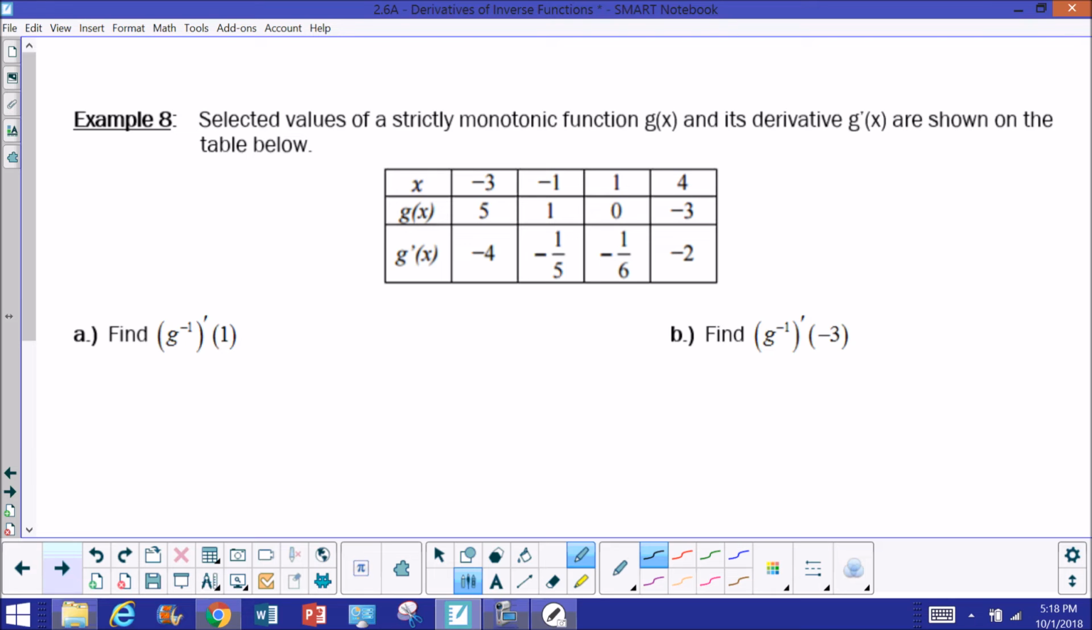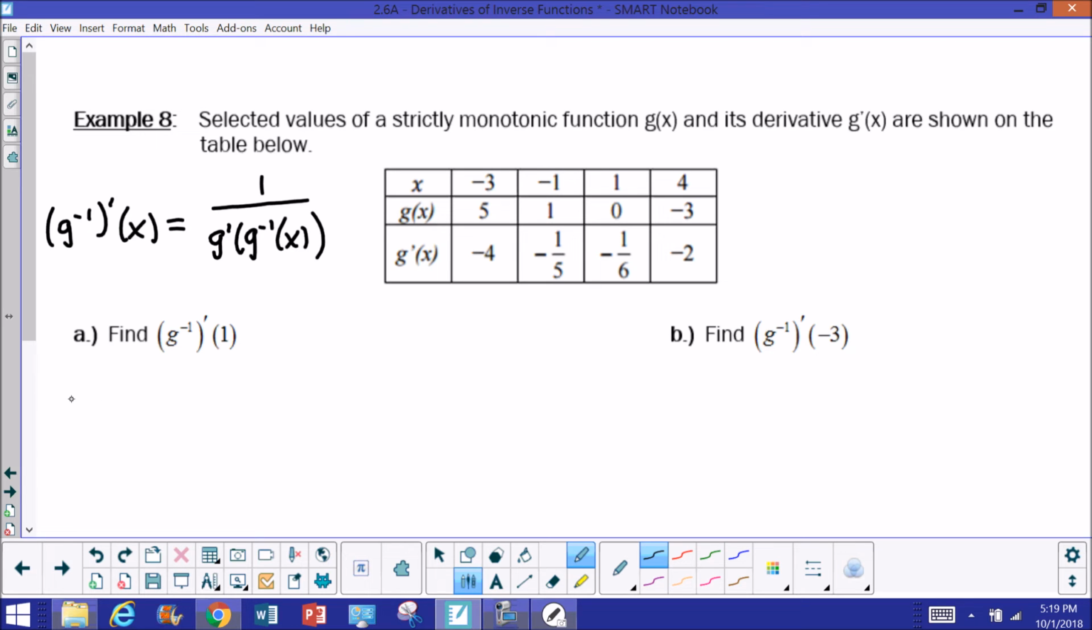And you can see that part A says we want to find the derivative of the inverse of g evaluated at 1. Now you can still do this using the same step-by-step procedure. The only thing I'm going to caution you this time is that the function we're dealing with is g instead of f. So I wouldn't let that bother you. This is now what our formula would look like. Instead of having an f in my formula, I now have a g in my formula.